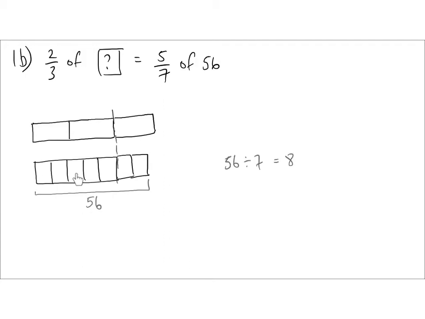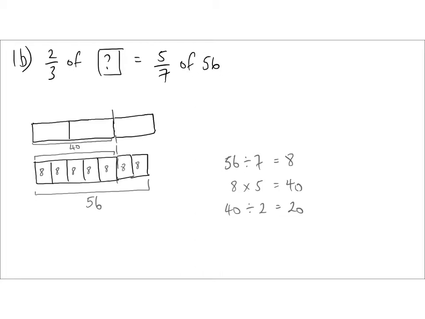So we now need to find the value of each of the boxes. So that's 56 divided by 7, and that of course gives us 8. So I can write 8 in each of the boxes. And now we need to find the equivalent value up the top. So 8 lots of 5 equals 40. So these 2 boxes here equal 40 as well. So I can write 40 just there.